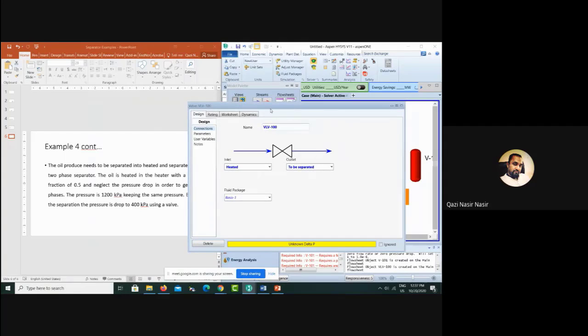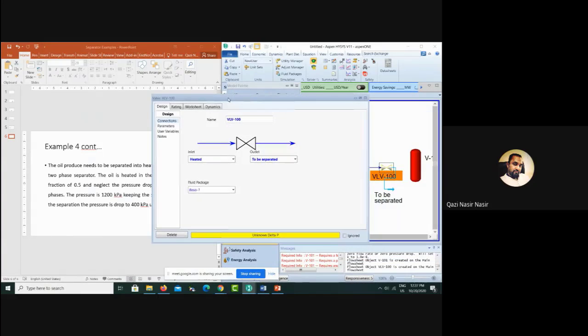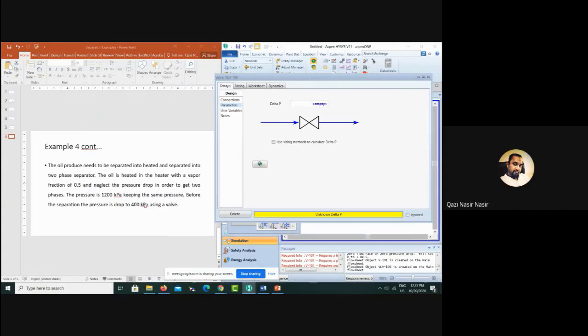Either you can give the information in the pressure drop, or you can go to the outlet and give the information there. Since it is better for me to put the information in the pressure drop part of the valve, I can say the pressure drop has to be 400 kilopascal. So 400 kilopascal pressure is dropping. What is the pressure before? 1200. So 1200 minus 400, the pressure will be 800. That is not the pressure of the outlet stream; this is the pressure dropping across this valve.